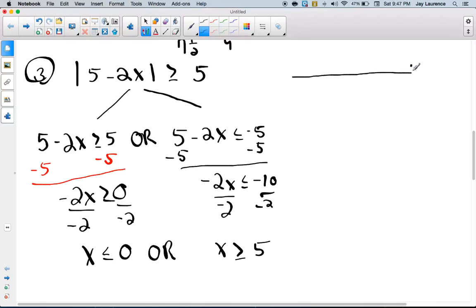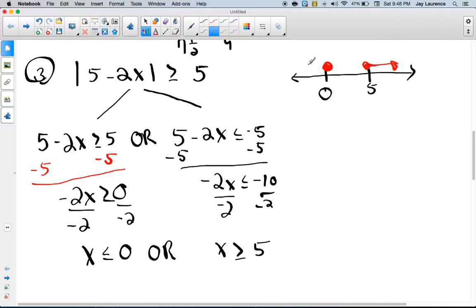Now I'm going to graph it on a number line. And we know what ORs are going to look like. So I'm going to have a 0. I'm going to have a 5. Okay. I'm going to have closed points because they are solutions, right? And I have to shade greater than 5. Well, that's to the right of 5, right?